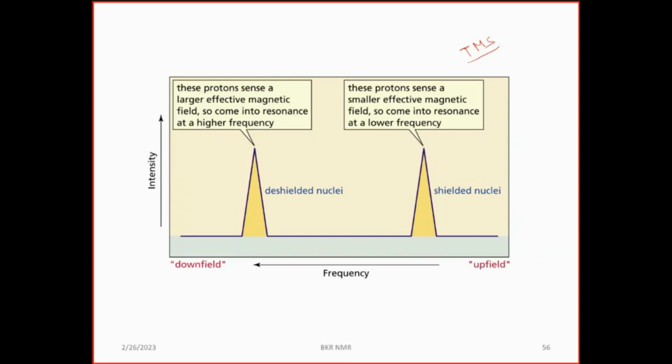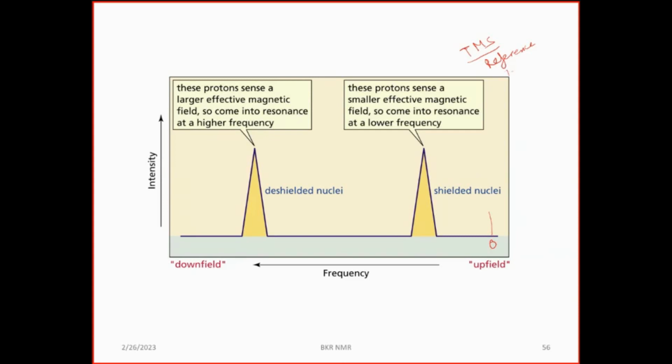Tetramethylsilane. It is used as a reference compound. Why is it used as a reference? So we keep this at 0. Okay, 0 value. Why is it used as a reference?